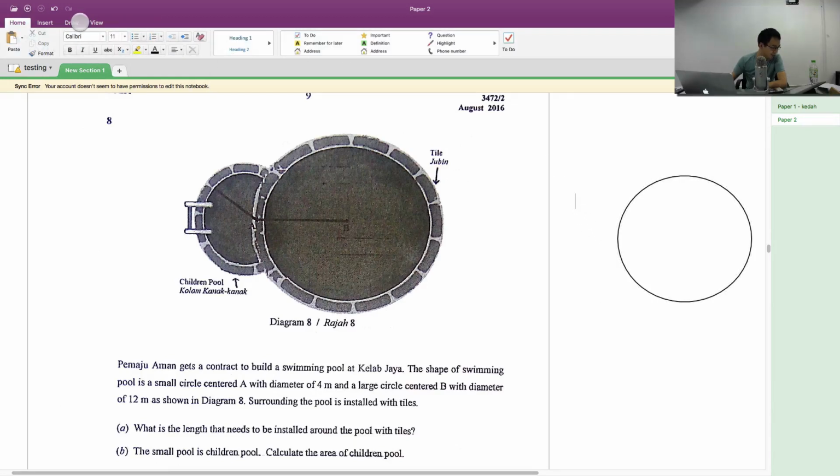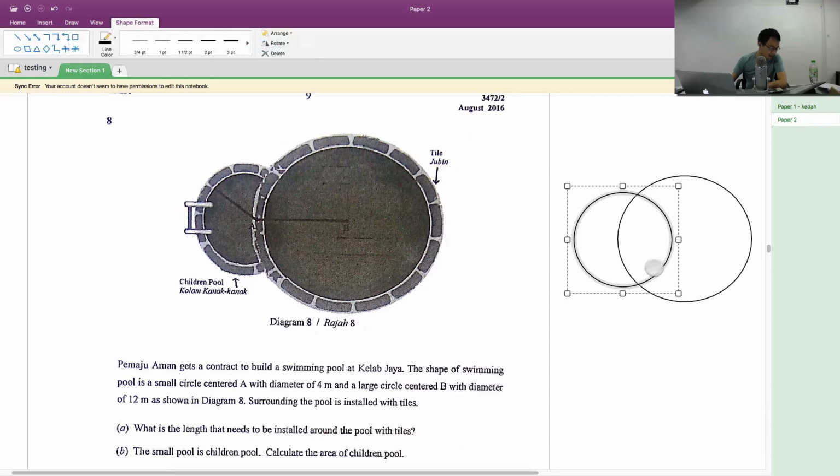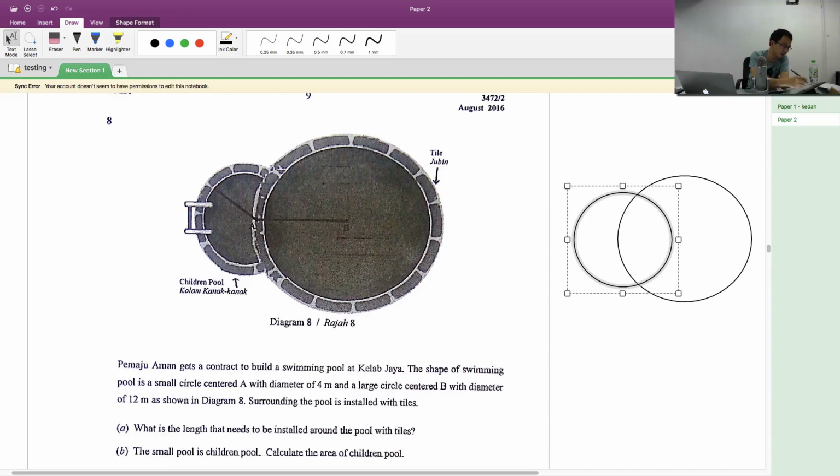Then I should draw another small one, as similar as possible. Of course this is not exactly the same, but I'm trying to do it as similar as possible. The first thing is, this center point is just touched here. This is B, the center point of the circle, and A is the center point of the small circle.